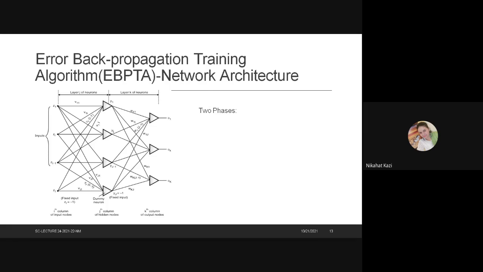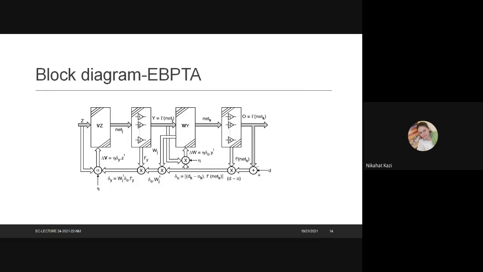Okay. The first phase is known as the feed-forward recall phase, and the second phase is known as the feedback phase. Okay. Or feedback error propagation phase rather. So there are two phases in which this algorithm works. First is the feed-forward recall phase, and second is the feedback error propagation phase. Okay. So let us see how these phases work in the form of this block diagram.